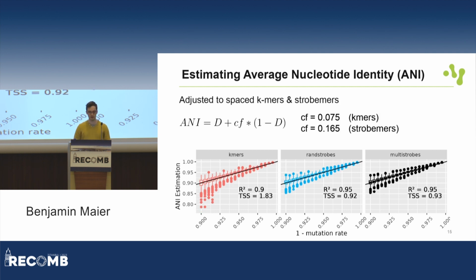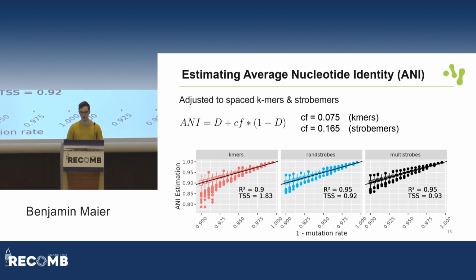Once we introduce a scaling factor, the conservation of ranks remains the same, but the deviation from the true value, shown by the total sum of squares, is lower for randstrobes and multistrobes. And we observe that not only for this example, where we have equal amounts of substitutions, insertions, and deletions, but these results hold true for all mutation profiles.